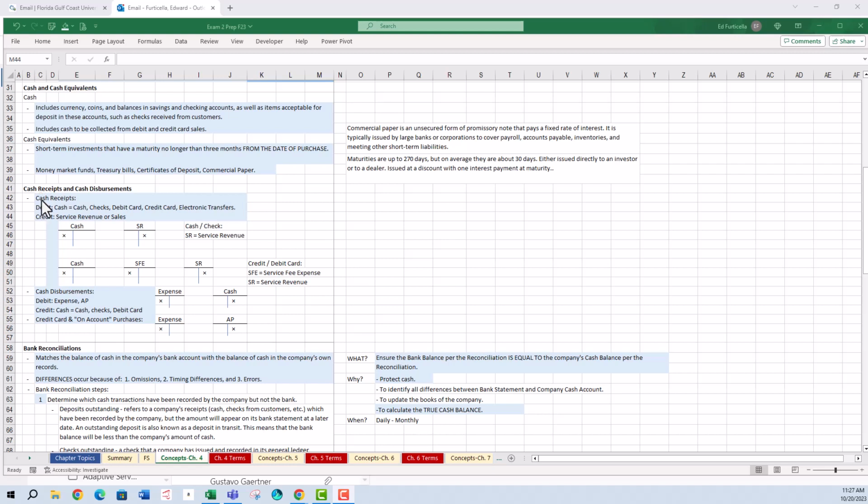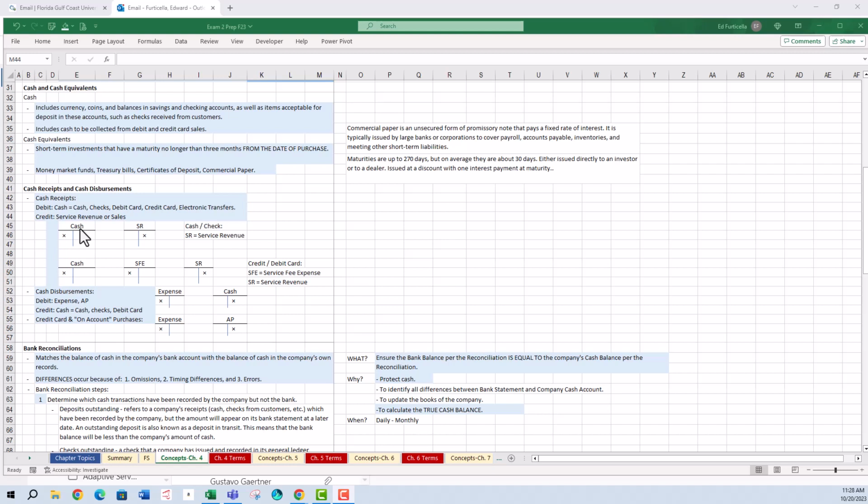Another important topic is to understand what we mean by cash receipts and cash disbursements. Cash receipts take place when we collect cash. So what does that mean? When we say cash, we're talking about actual bills that we carry in our wallet, receiving checks from people, accepting someone's debit card, credit card, or electronic transfers. Any one of those means that you will debit cash at the time the transaction takes place.